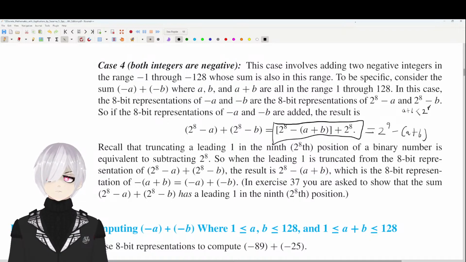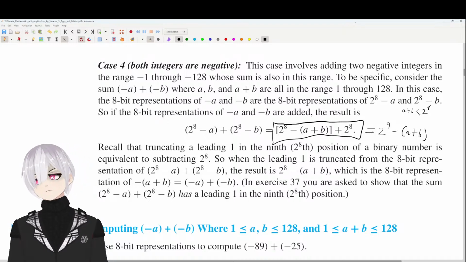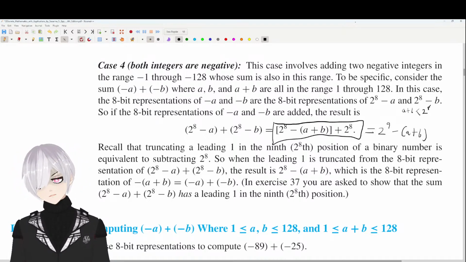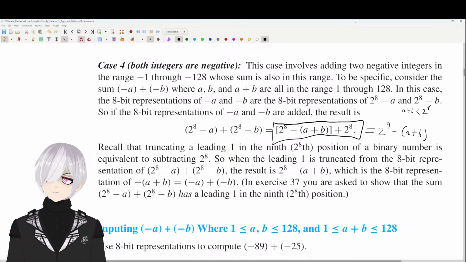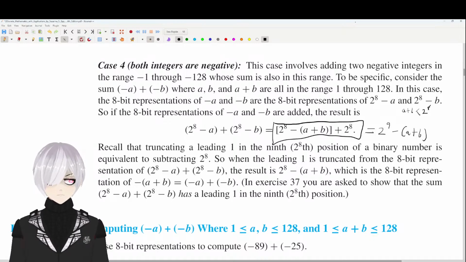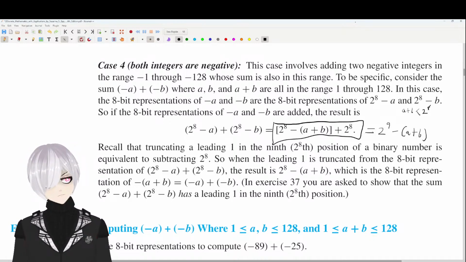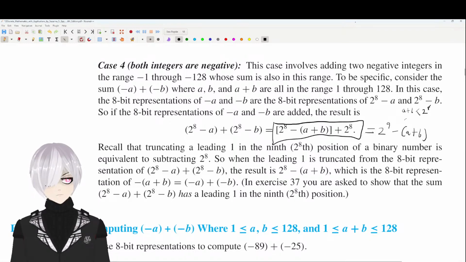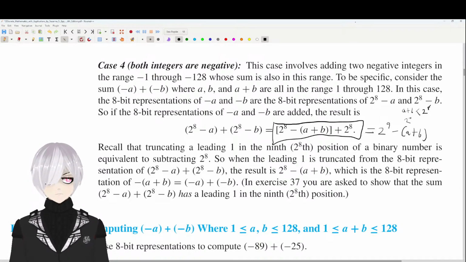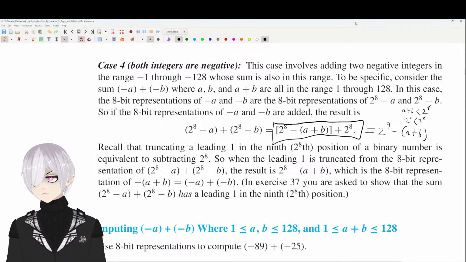So 2 to the eighth minus (a plus b). Well, 128 is less than 2 to the eighth, right? Yeah, it is. So the biggest the sum could possibly be is 128. And so we're taking 2 to the eighth and subtracting a positive number that's at most 128. That's going to be just some positive number less than 2 to the eighth.